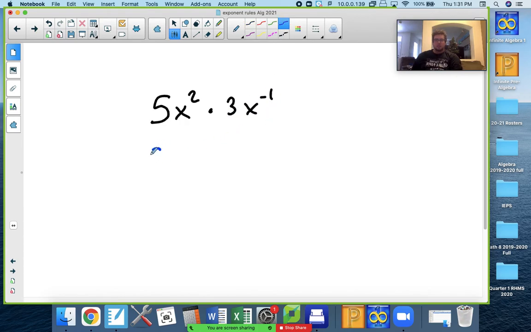If we happen to have a negative exponent, doesn't change anything. 5 times the 3 gives us 15. And then 2 plus negative 1 gives us a positive 1.